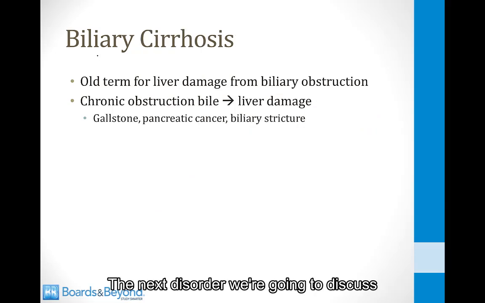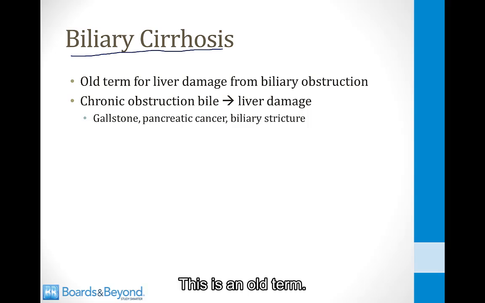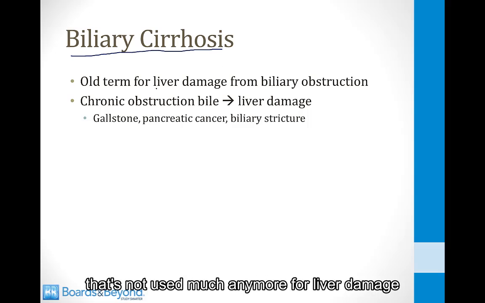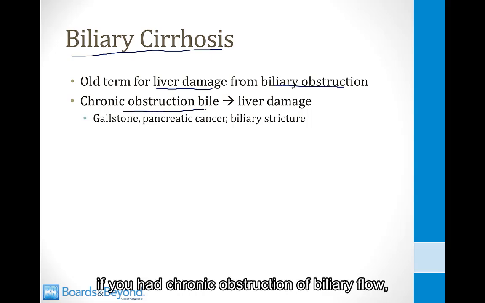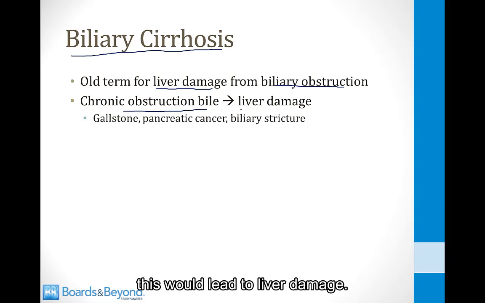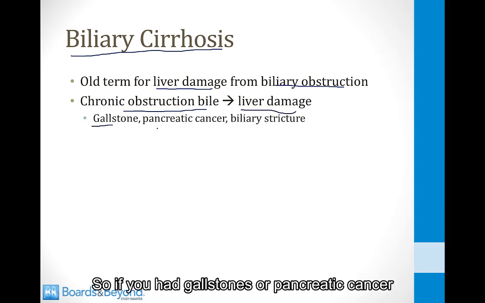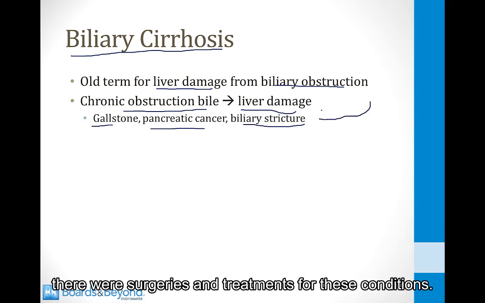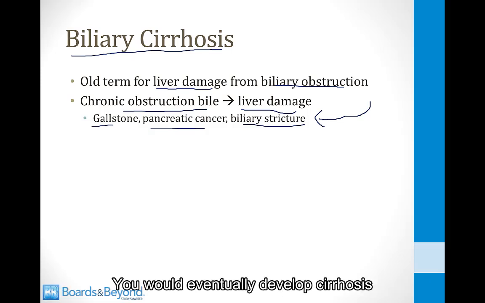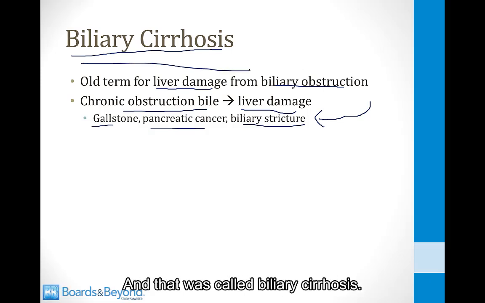The next disorder we're going to discuss is called primary biliary cirrhosis. But before we can talk about that, let's define the term biliary cirrhosis. This is an old term that's not used much anymore for liver damage from biliary obstruction. So years ago, if you had chronic obstruction of biliary flow, this would lead to liver damage. If you had gallstones or pancreatic cancer or biliary strictures in the era before there were surgeries and treatments for these conditions, you would eventually develop cirrhosis secondary to biliary obstruction, and that was called biliary cirrhosis.